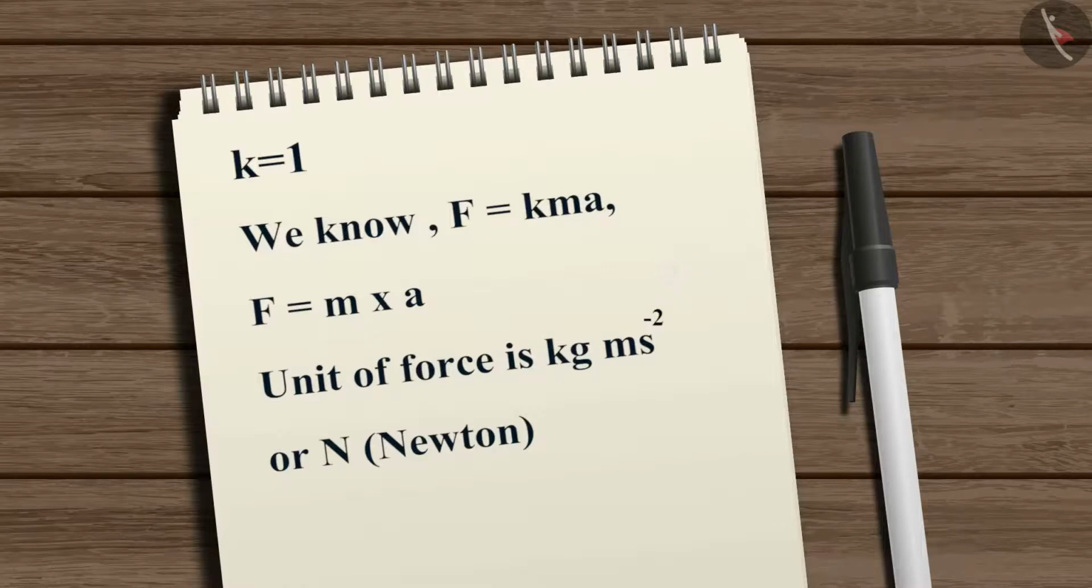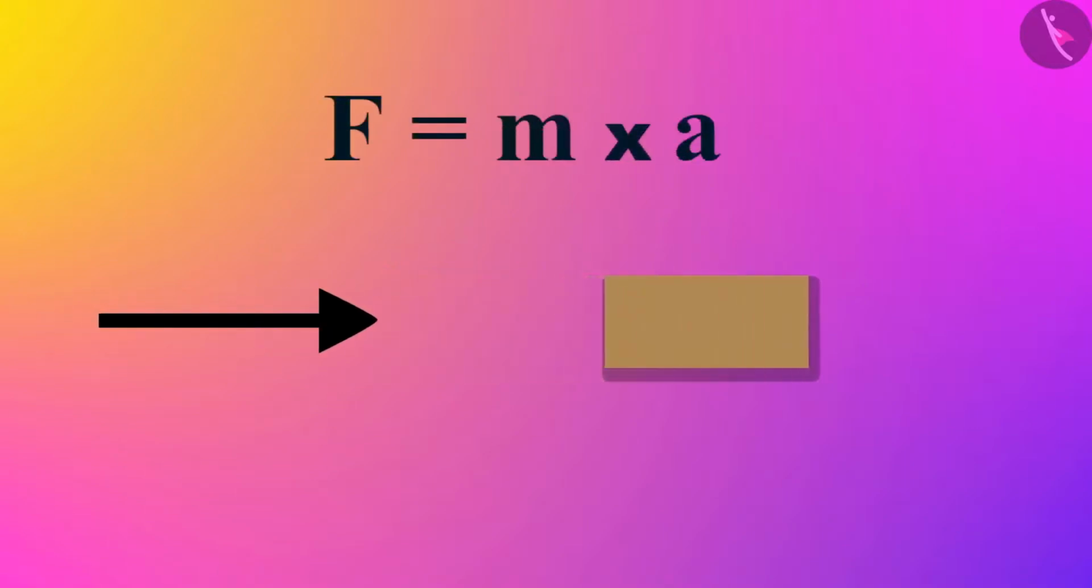We know F is equal to k multiplied by m multiplied by a. We can now write force as mass multiplied by acceleration. The unit of force is kilogram meter per second squared or Newton, which is represented by the symbol N. So, we saw how the second law of motion helps us in measuring the force acting on a body in terms of its mass and acceleration.